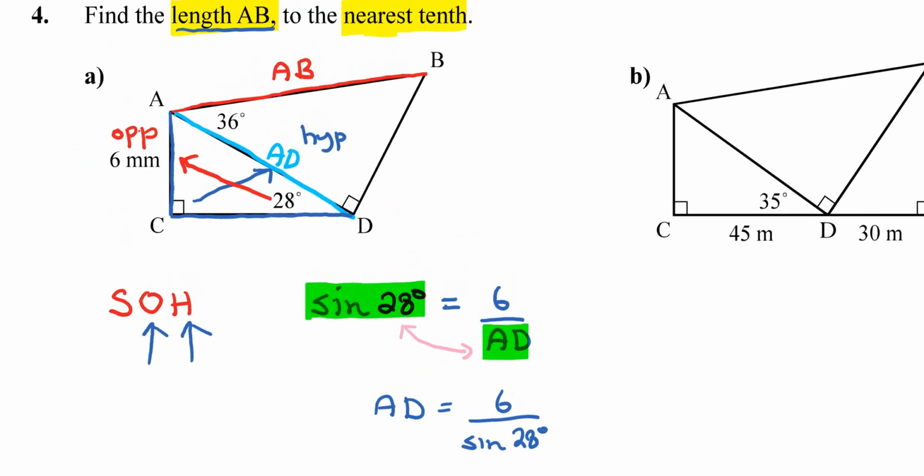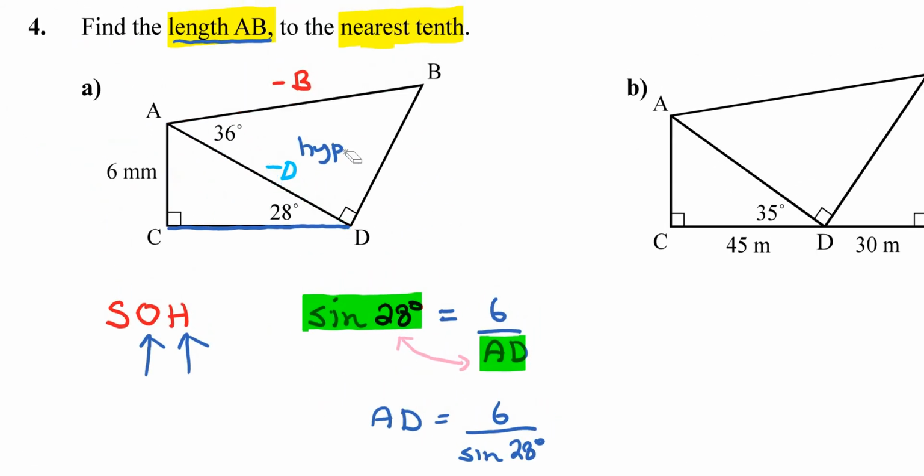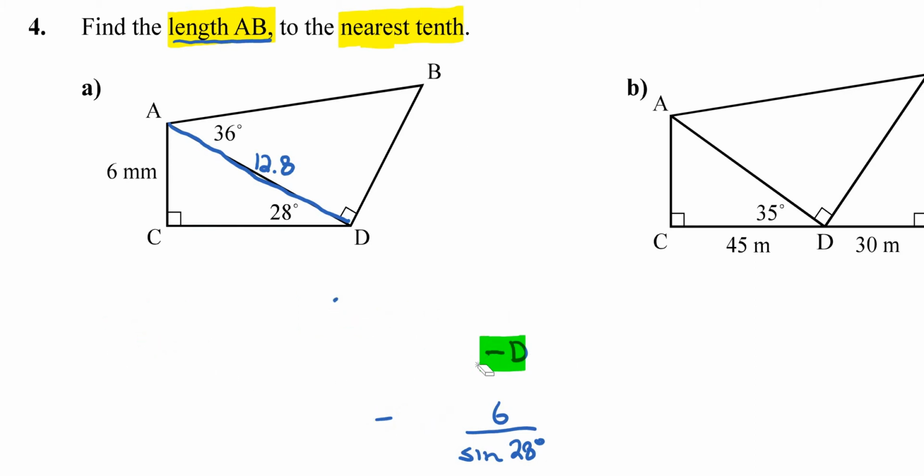Okay, going back to my original diagram here, let me just erase some of this stuff. 12.8 is this length, this blue line here, so that's 12.8. And our goal, remember, is to find the length of AB, which is that red line right there, right? So our goal is to find AB.